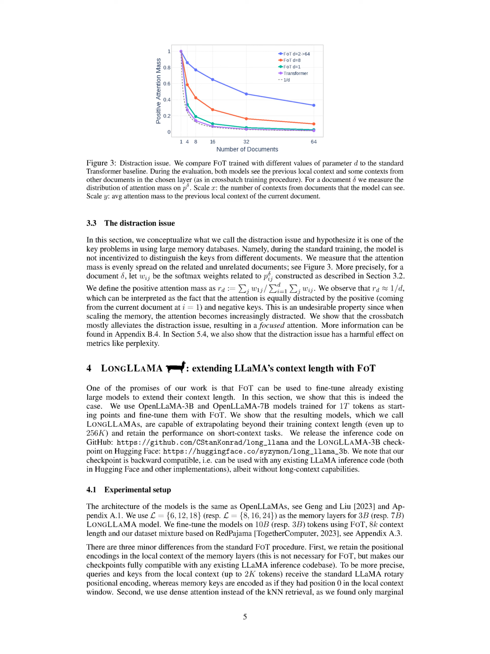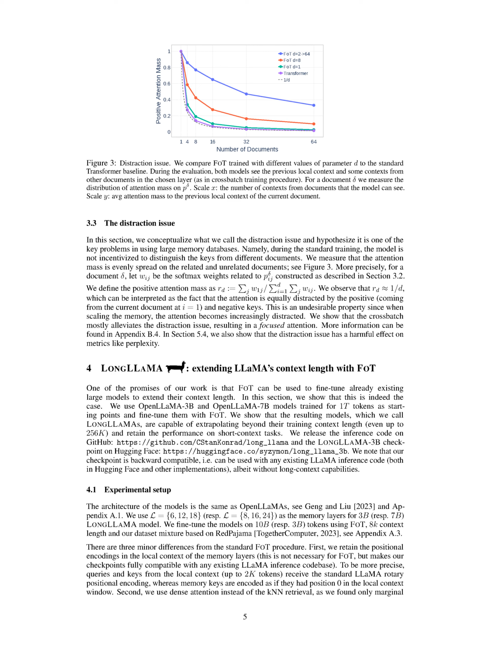In terms of the experimental setup, the architecture of the LongLLaMAs is the same as the original OpenLLaMAs. For the 3B LongLLaMA model, we used 6, 12, and 18 as the memory layers, and for the 7B model, we used 8, 16, and 24. We fine-tuned these models on 10 billion and 3 billion tokens respectively, using FOT, a context length of 8,000, and a dataset mixture based on Red Pajama. There are a few minor differences from the standard FOT procedure.